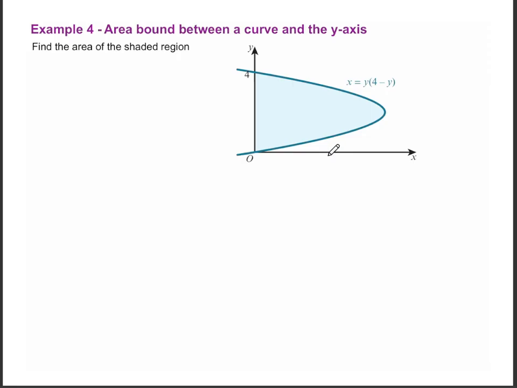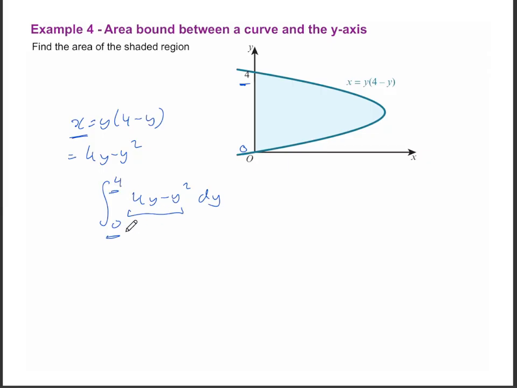Let's look at this as an example. There is an equation x is equal to y times (4 minus y), which is just 4y minus y squared. And we want to take the area from the lower limit of 0 up to the upper limit of 4. The way we're going to do this is just integrate from 0 up to 4 of (4y minus y squared) dy, because this right here is what x is. These are values of y, remember? And so we're just going to integrate this with respect to y.